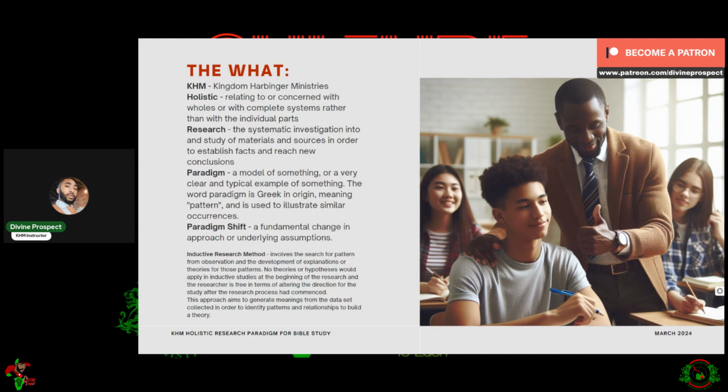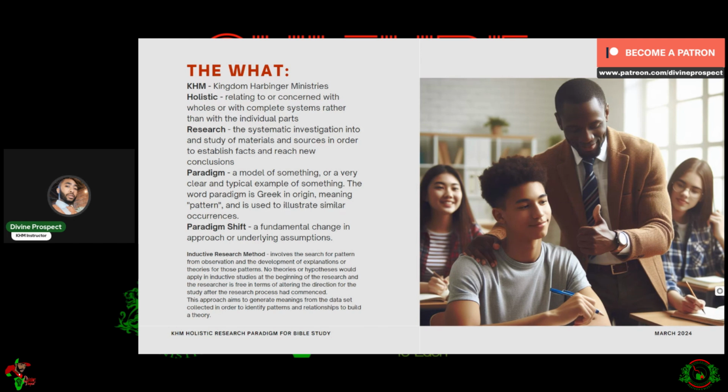What does that mean? That means we're not starting with any of our own ideas, assumptions, presuppositions, preconceived notions. We're not starting with dogma. We're not starting with any of that stuff, right? All of that stuff is going to be pushed by the wayside, and we're going to work from the ground up, right?